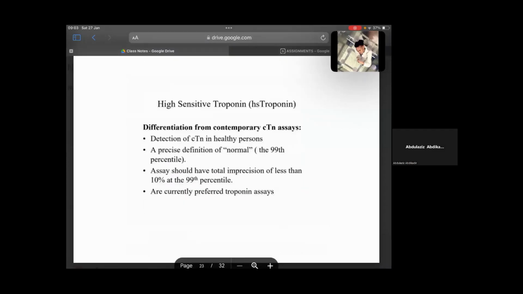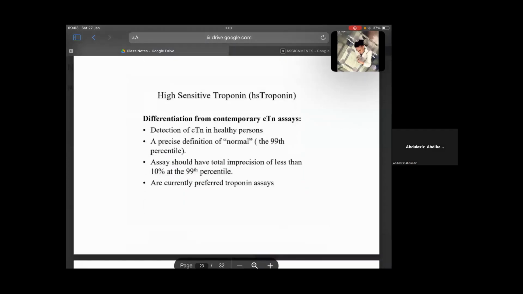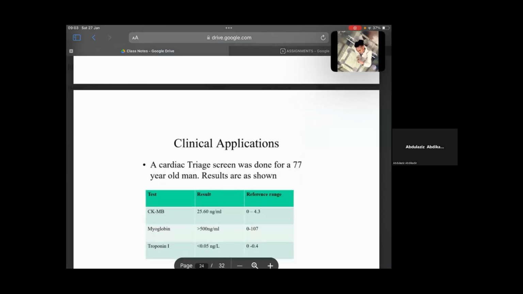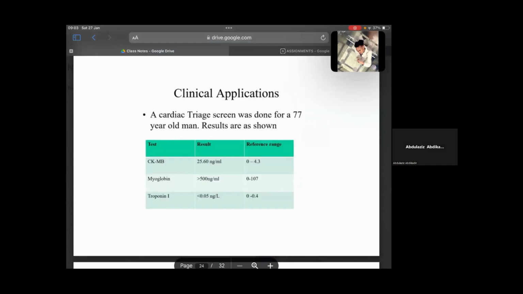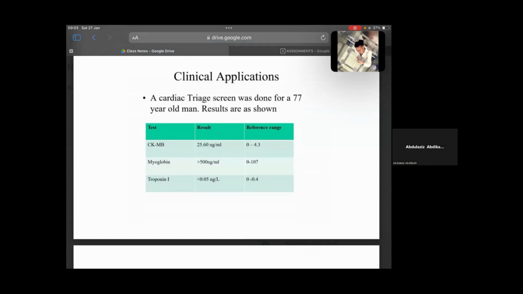For the highly sensitive troponins, as the name says, they are highly sensitive, and they show very, very small infarcts, the smallest ones you can find. For now, we can leave this one because we'll do it at the end.